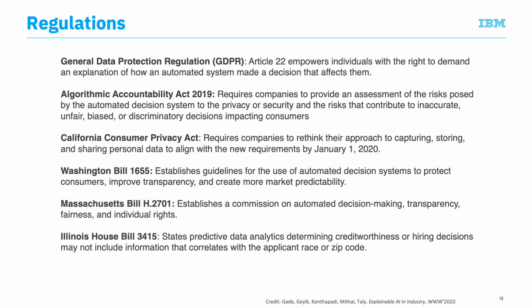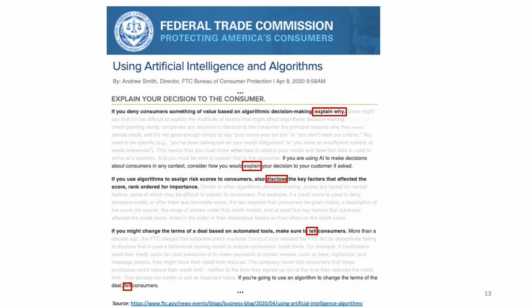However, in many cases, explainability is not only necessary but mandatory by regulation. Here are just some example regulations in Europe and the US that demand different degrees of explainability in various aspects of the AI lifecycle. For instance, the US Federal Trade Commission has recently published a guideline on using artificial intelligence and algorithms. Let's highlight a few of the key requirements here.